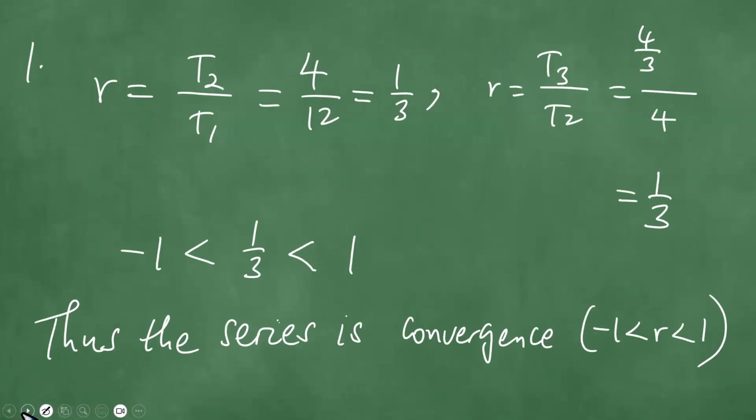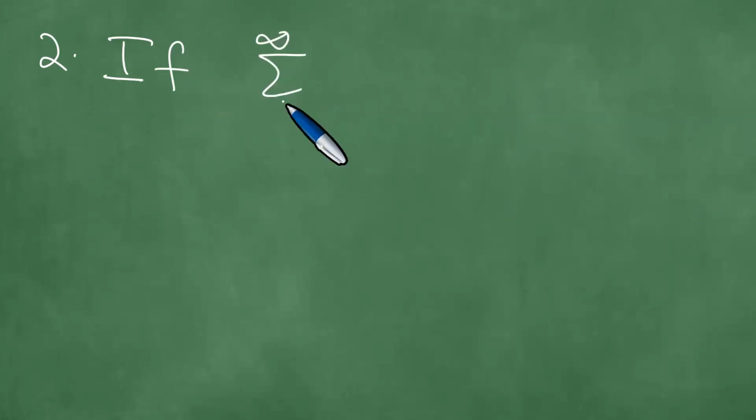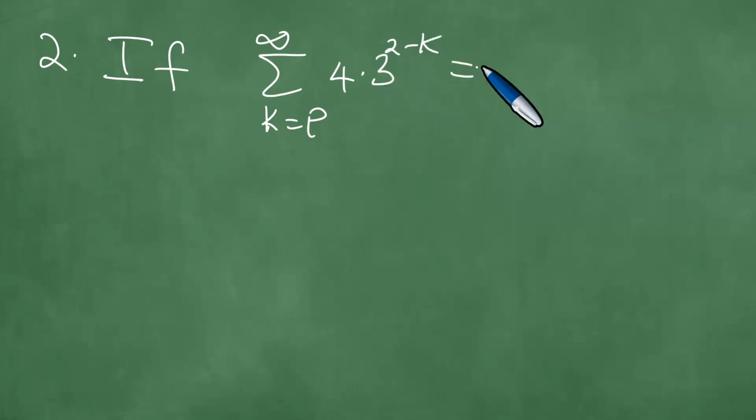Okay, let's look at these now and see what we need to do. Right, number 2. So we're saying if you have the infinite series, k equals p, 4 times 3 to the power 2 minus k equals 2/9, you determine the value of p. And now I want us to note a couple of things here.